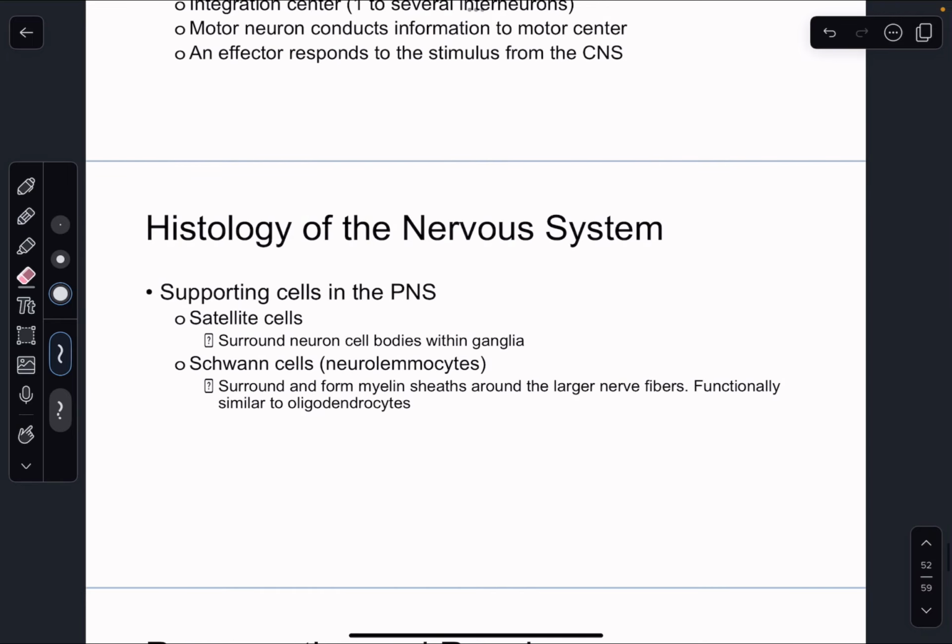Histology of the nervous system. Supporting cells in the peripheral nervous system are the satellite cell and the Schwann cell. The satellite cells surround the neuron cell bodies within the ganglia, and the Schwann cell surrounds and forms the myelin sheath around the larger nerve fibers. It has the same functionality as oligodendrocytes.